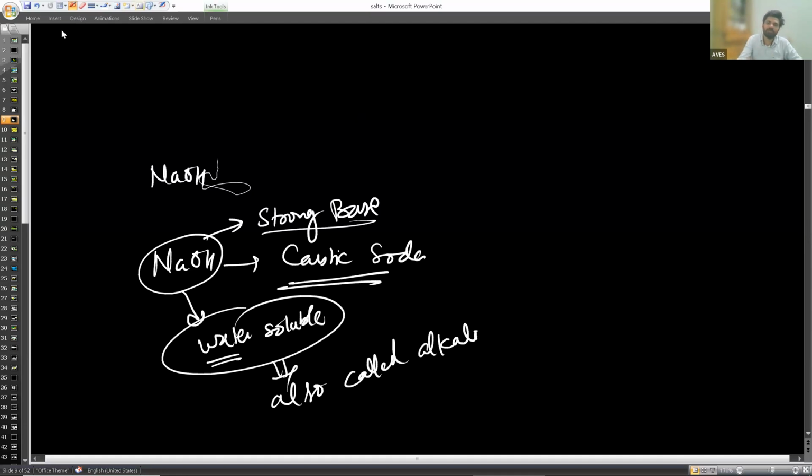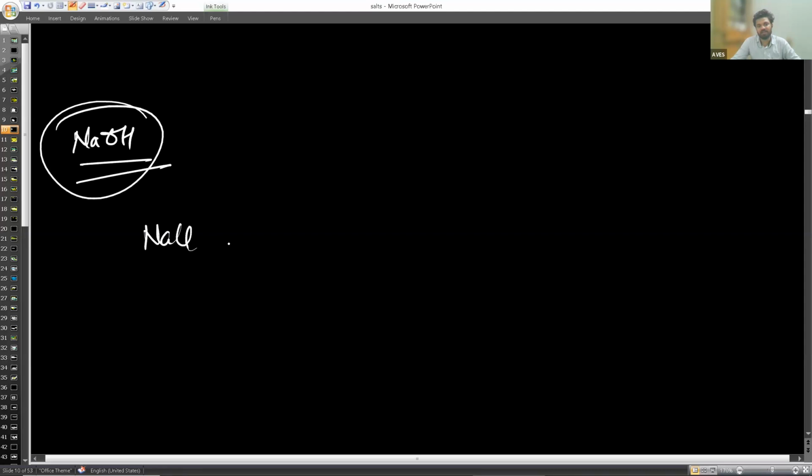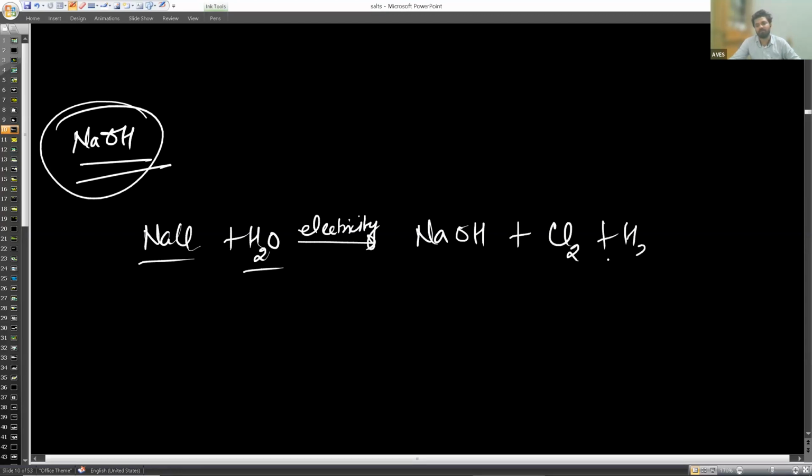Caustic soda can be prepared when we have NaCl plus water, and we pass electricity through it. On passing electricity, we'll get NaOH plus Cl2 chlorine gas plus hydrogen gas.